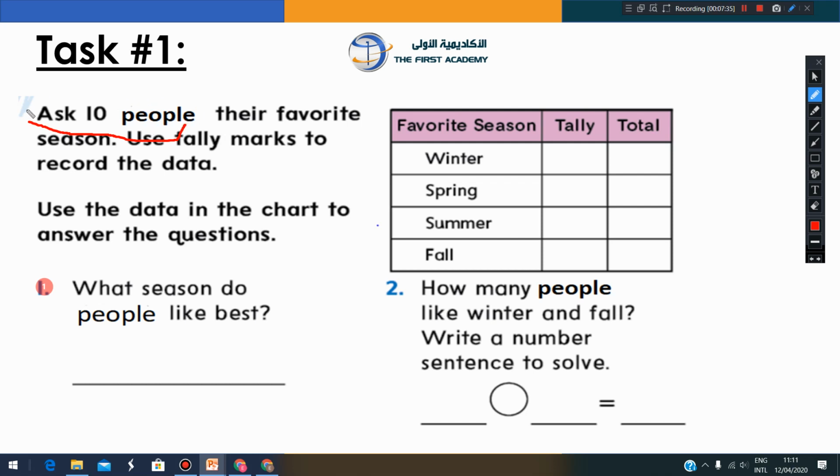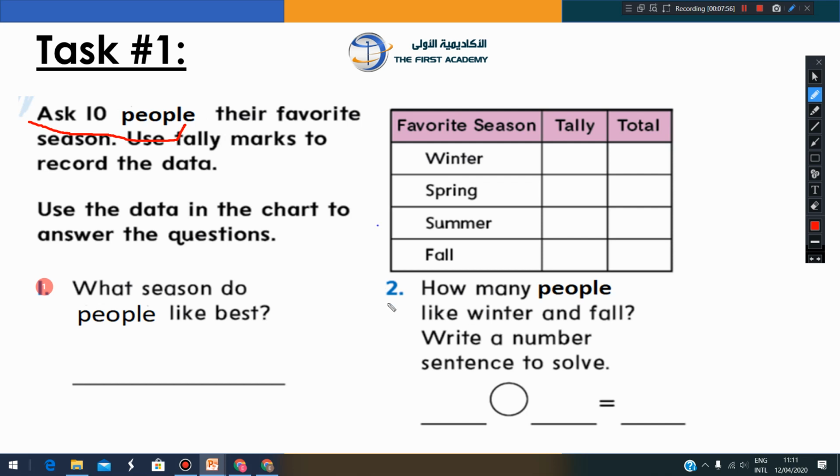We can use the phone to call them and ask the same questions. You can say, hey, grandma, how are you? Can you tell me which is your favorite season? She will tell you, well, I like winter, I like summer, and you record your data. And then you have to fill up this chart with all the data that you got.